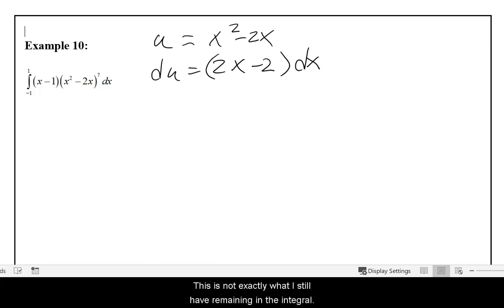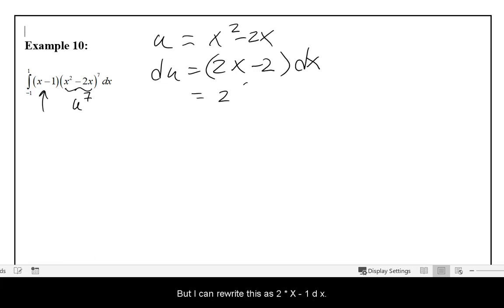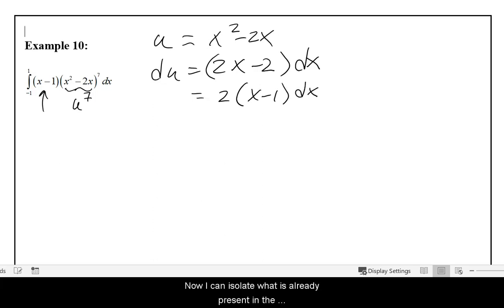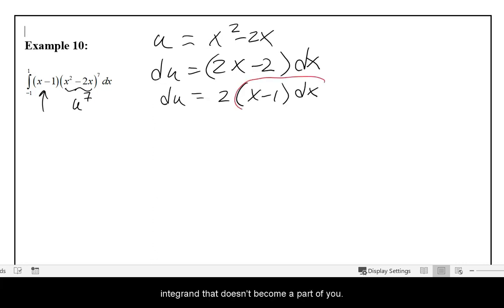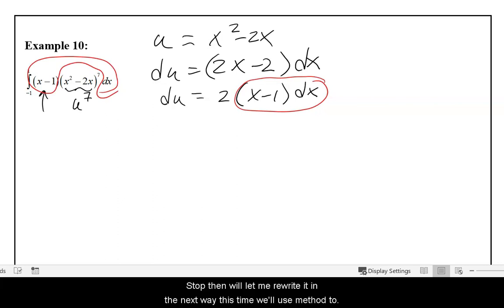This is not exactly what I still have remaining in the integral. This part becomes u to the 7th, but this is x minus 1. But I can rewrite this as 2 times x minus 1 dx. Now I can isolate what is already present in the integrand that doesn't become a part of u. I have the dx and the x minus 1. That then will let me rewrite it in the next way.